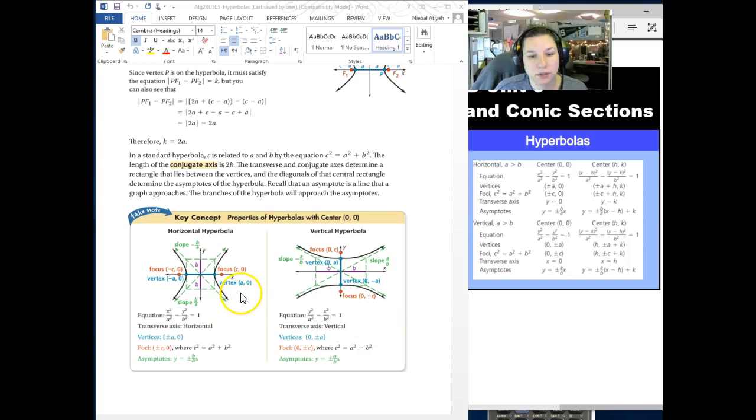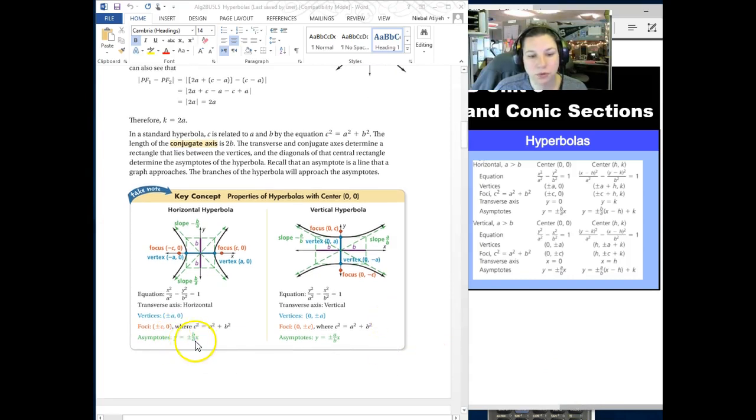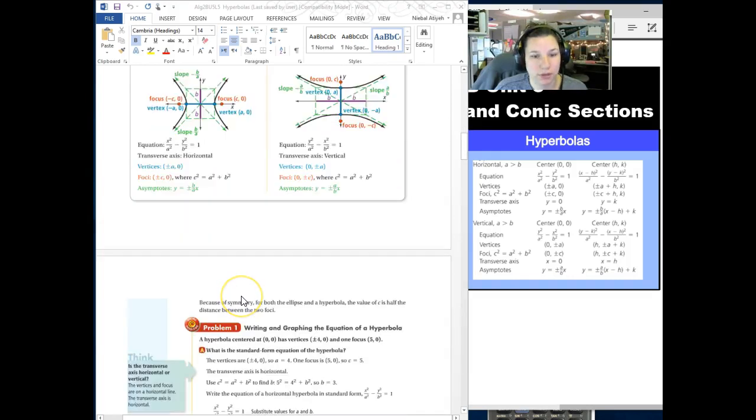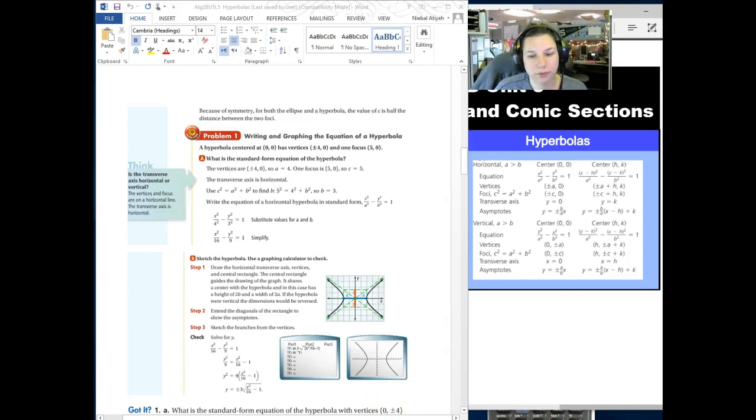And then it has your vertices labeled, what the foci is, and notice different from the ellipses, this is c squared equals a squared plus b squared. So pay attention to that. And then we'll have our asymptotes as well, and there's a calculation for those. It's always going to be y equals plus or minus b over a x, or y equals plus or minus a over b x. So it's important to know whether it's horizontal or vertical. You can get that from looking at it, or from paying attention to the information they're giving you. So let's check one out.